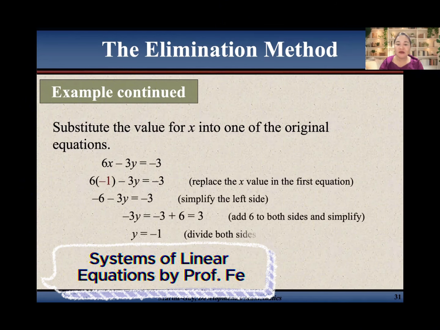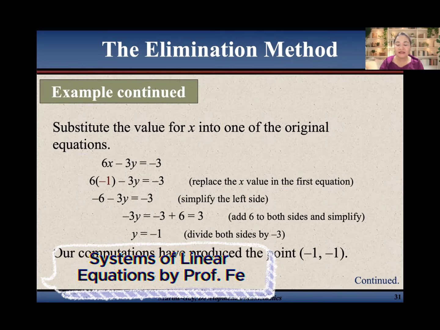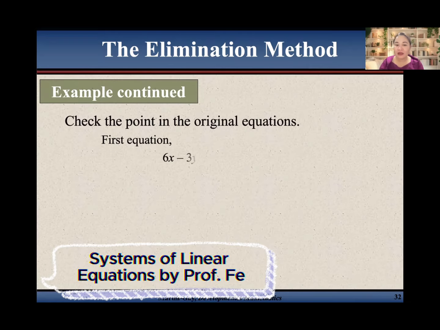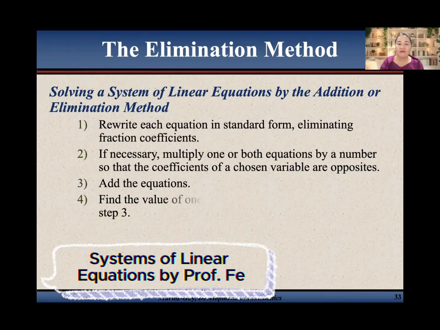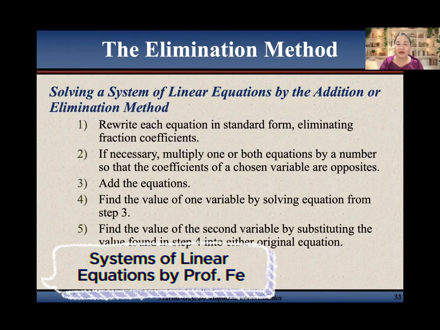Then you can substitute the value negative 1 in the original equation. So the value of your y is negative 1. So we now have the solution: negative 1, negative 1. Negative 1 for the x and negative 1 for y. So you can check your answer.